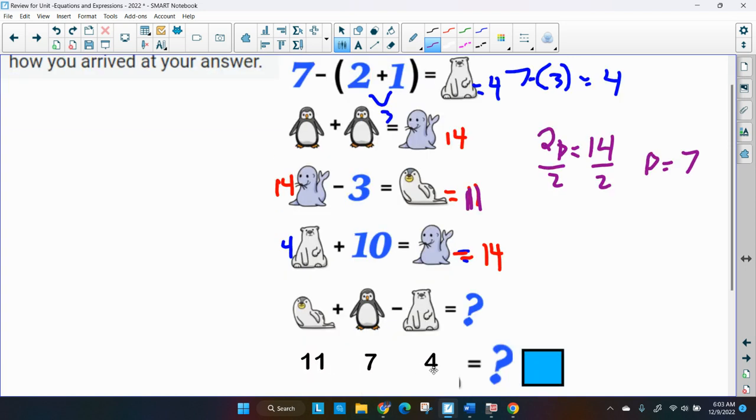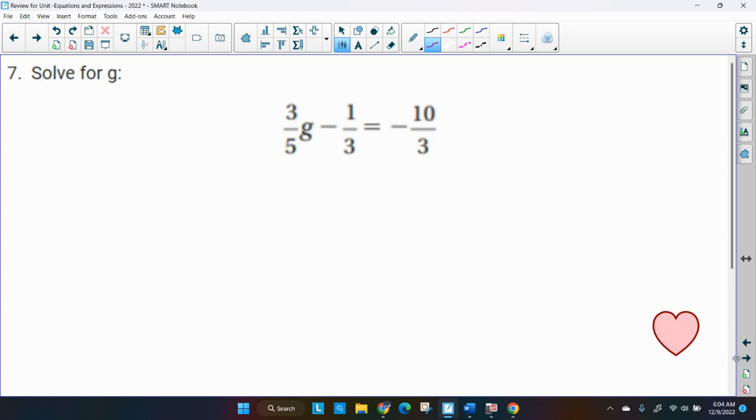So we can see the penguin is 7, the bear is 4, and the walrus is 11. Let me do a little adding of these two first animals. That gives me 18. And I have to subtract 4. So 18 minus 4 is 14 for the question mark. And that's what we're looking for, the question mark. All right, let's keep going.